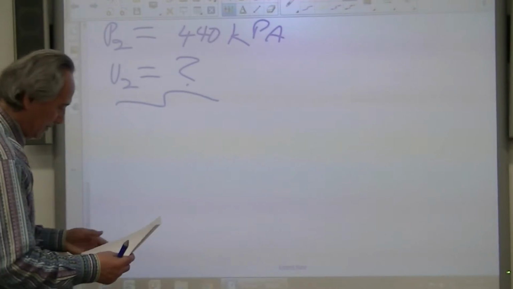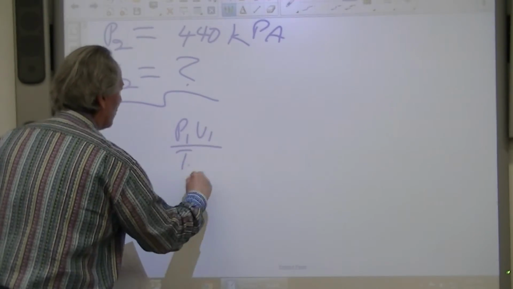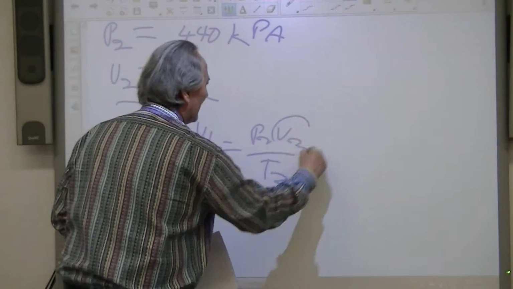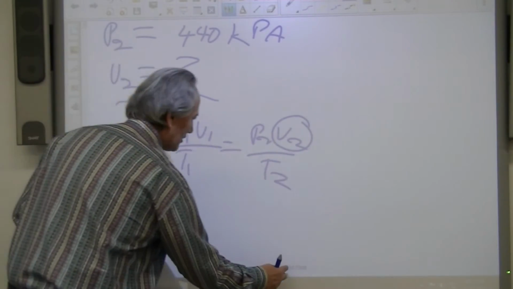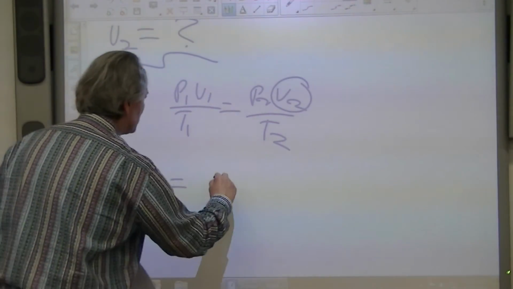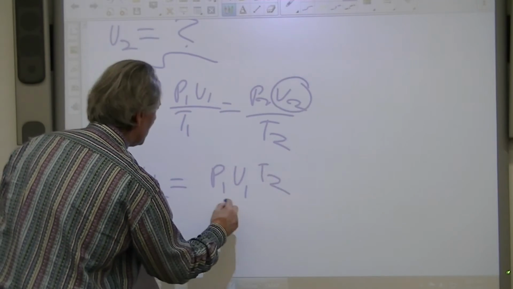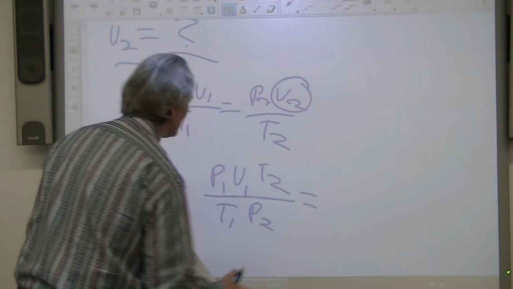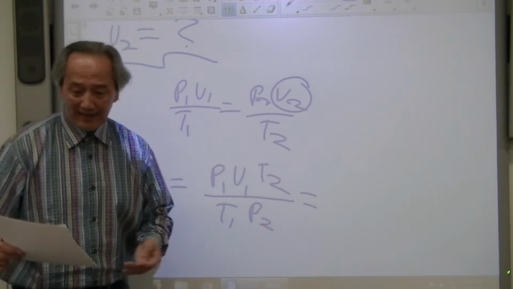So let's state the combined gas law: P1V1 divided by T1 is equal to P2V2 divided by T2. Our unknown again is V2. Let's rearrange this such that V2 is expressed in the other variables. Let me scroll that up a hair and we'll give ourselves some room. So V2 is equal to P1V1T2 divided by T1P2, and hence the rearrangement. Is that correct? Yes, that is correct.